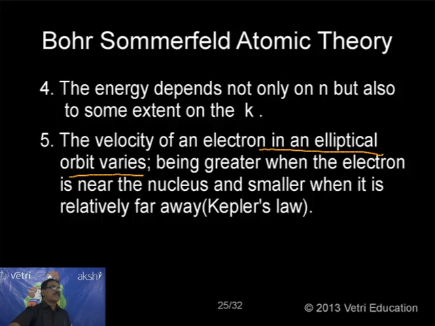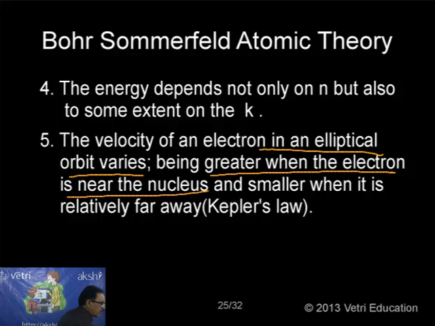The velocity is always constant in the same orbit with the same radius. The velocity of an electron in an elliptical orbit varies, being greater when the electron is nearer the nucleus and smaller when it is relatively far away. So if it is elliptical, there are two chances: it can come nearer to the nucleus, and it will go away from the nucleus. So the Bohr-Sommerfeld atomic theory postulate says the velocity of an electron will be greater when the electron is nearer and smaller when it is relatively far away.